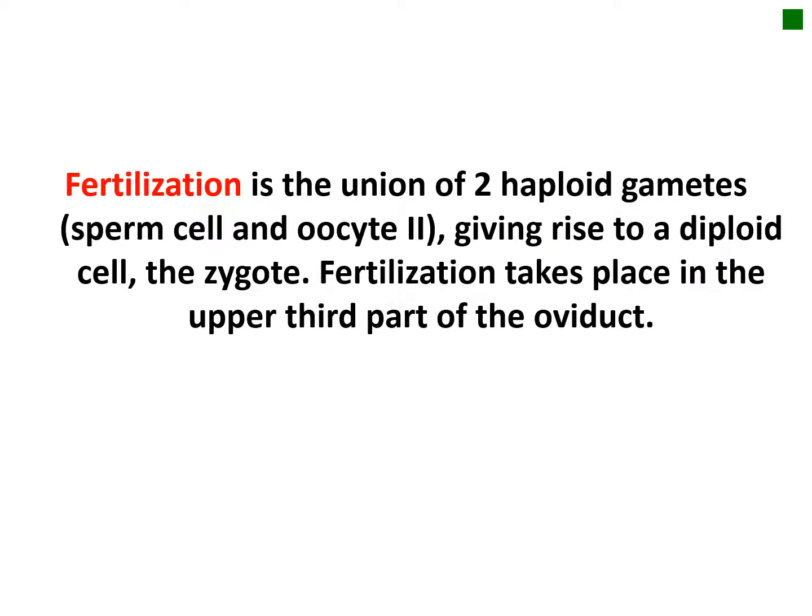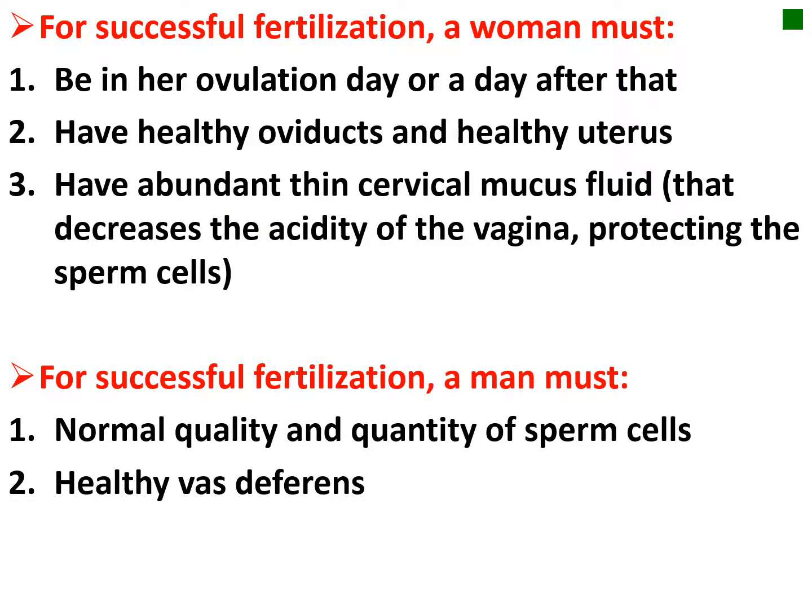What is fertilization? Fertilization is the union of two haploid gametes, the sperm cell from the male and the oocyte 2 from the female, giving rise to the diploid cell, which is the zygote. This process takes place in the upper third part of the oviduct.